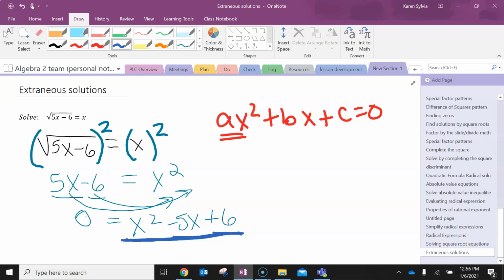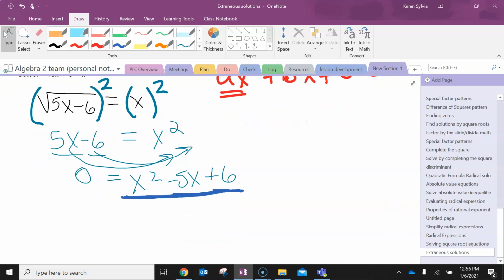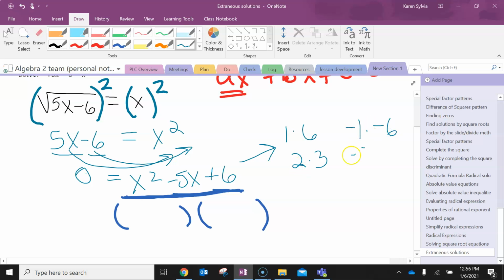And again, remembering past lessons, solving a quadratic can be done in multiple ways. This one in particular, we would like to solve using the factoring method. So now I want to factor this. I'm going to consider all the possible factors of 6, right? I look at all my factors of c. So it's 1 times 6 or 2 times 3, or negative 1 times negative 6 and negative 2 times negative 3.